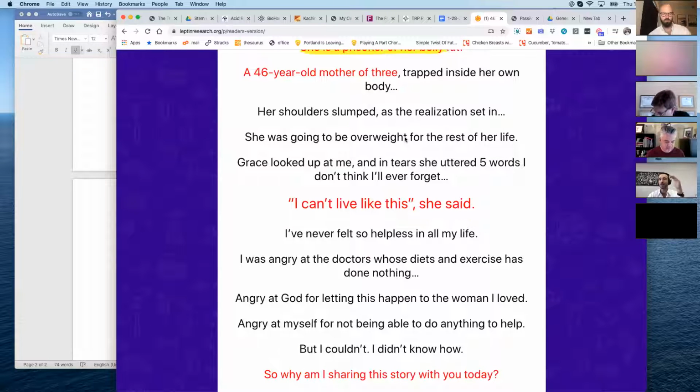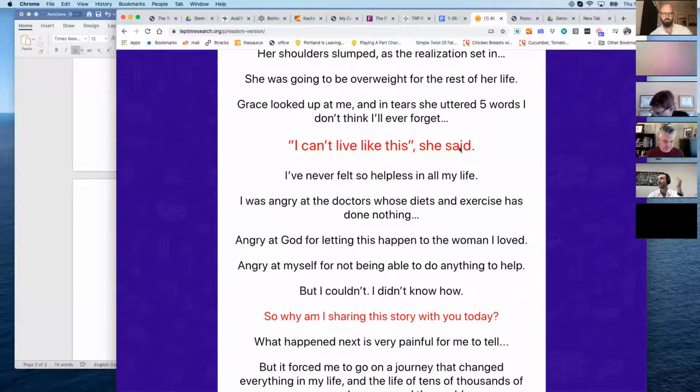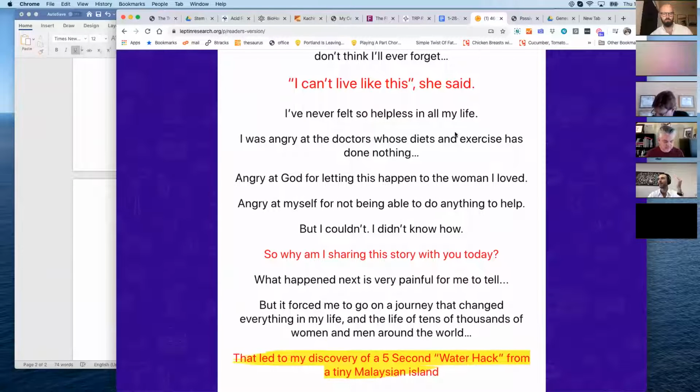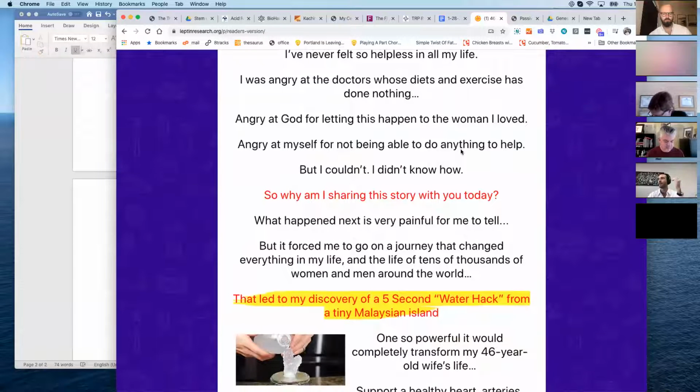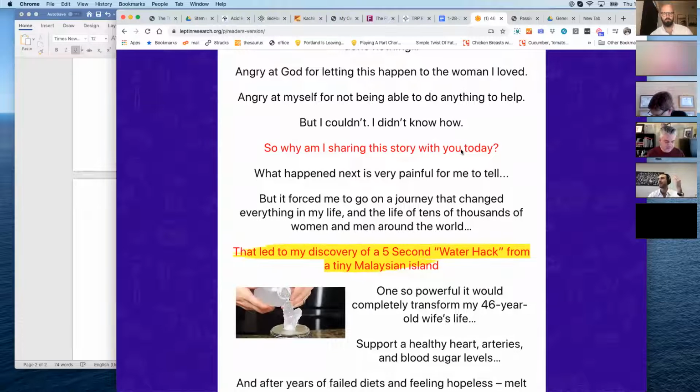But Grace looked up at me, and in tears, she uttered 5 words I don't think I'll ever forget. I can't live like this, she said. I've never felt so helpless in all my life. I was angry at the doctors whose diets and exercises had done nothing. Angry at God for letting this happen to the woman I loved. Angry at myself for not being able to do anything to help, but I didn't know how.